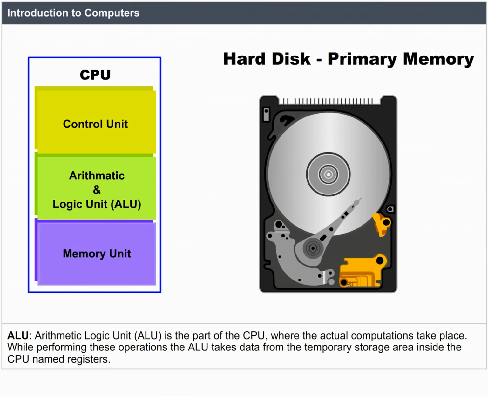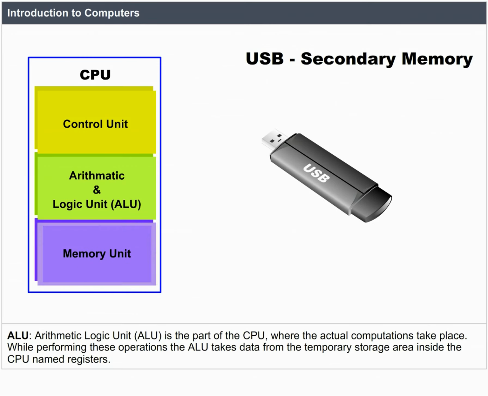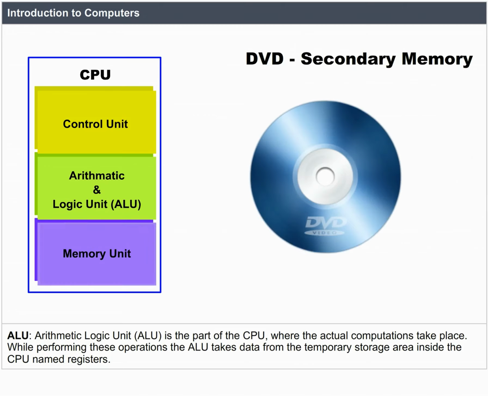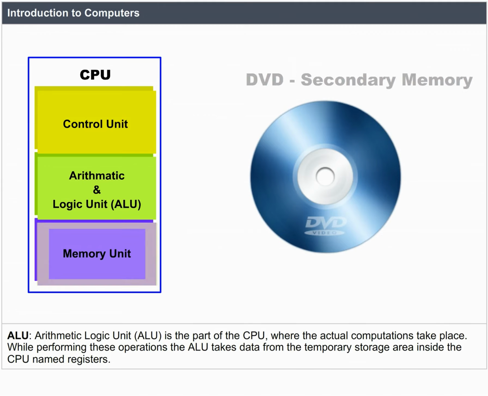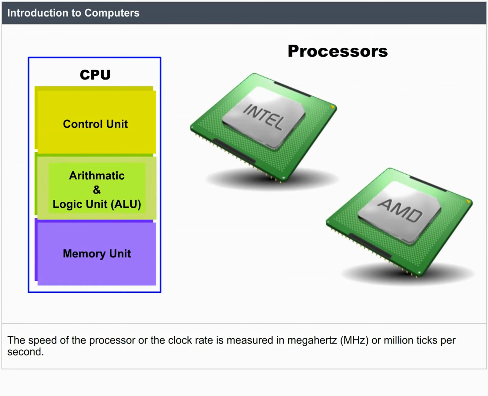ALU, Arithmetic Logic Unit. ALU is a part of the CPU where the actual computations take place. While performing these operations, the ALU takes data from the temporary storage area inside the CPU named registers. The speed of the processor, or the clock rate, is measured in megahertz, or million ticks per second.